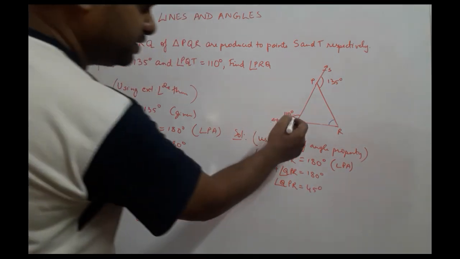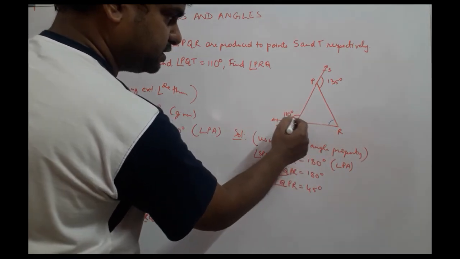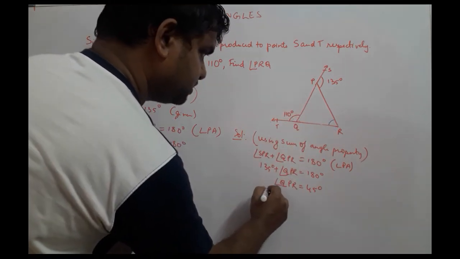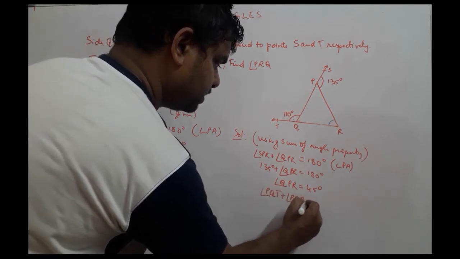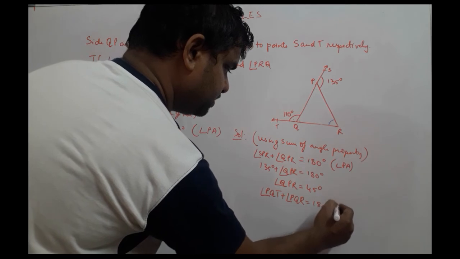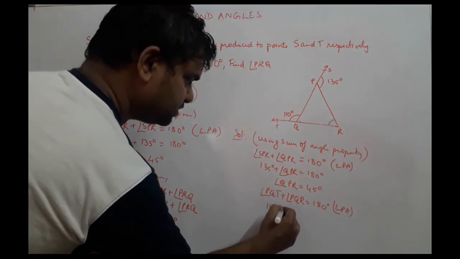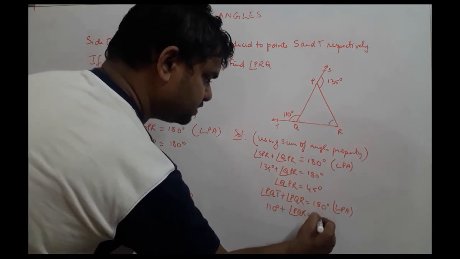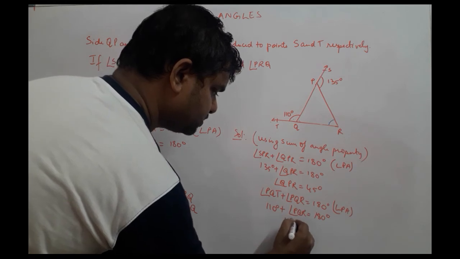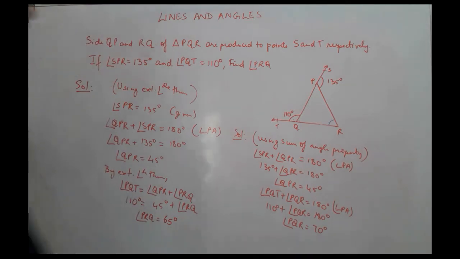We do the same thing with these angles, that is angle PQT and PQR. So these adjacent angles are linear angles. So angle PQT plus angle PQR equal to 180 degrees, linear pair axiom. PQT is given as 110 degrees, PQR we need to find out, and this is equal to 180 degrees. So PQR becomes equal to 180 minus 110, which gives us 70 degrees. Okay.